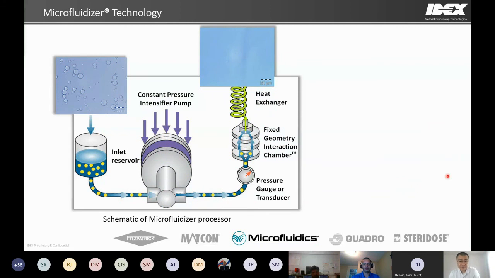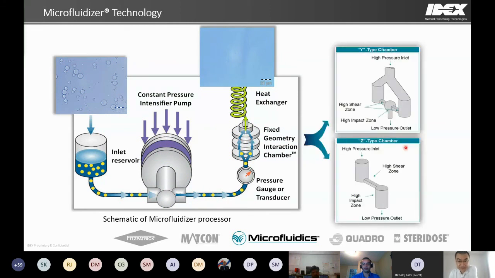We offer two different interaction chamber designs. As you can see in the top graph, this is the Y-type chamber. The Y chamber has two microchannels, and the sample streams impinge on each other after passing through the microchannels. The impingement leads to intensive micromixing, and so is ideal for liquid-liquid dispersing. Therefore, the Y-type chamber is ideal for preparing nanoemulsions, liposomes, polymer nanoparticles, and so on.